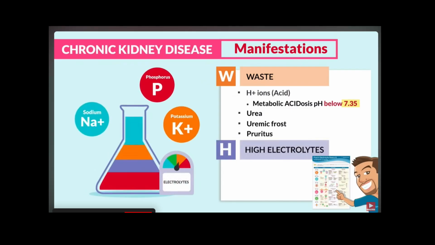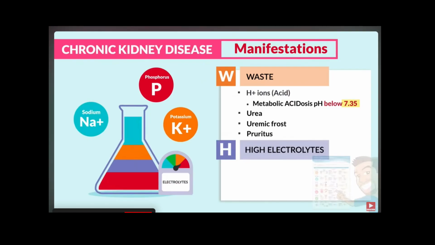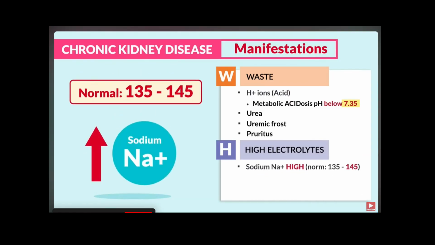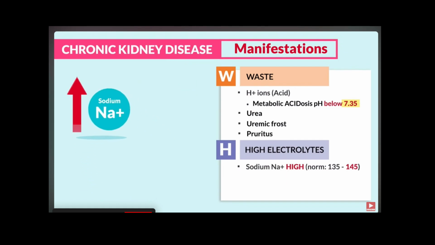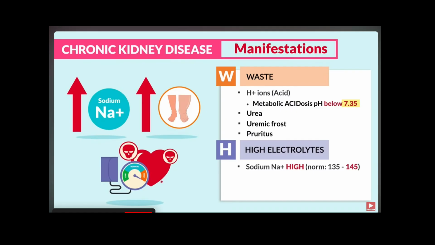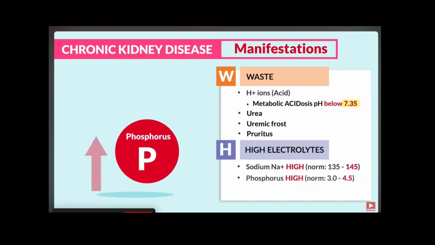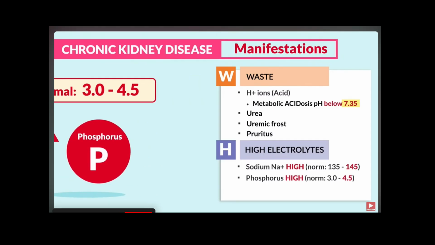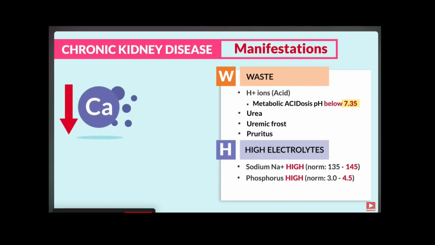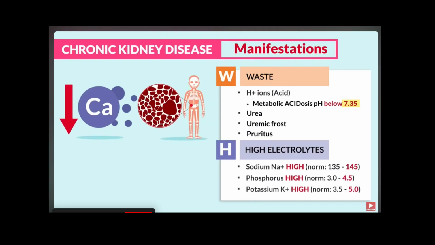Now for the electrolyte values, these are always exam favorites, so be sure to write these down. Sodium is high, over 145. Just think high sodium, we get high swelling, which can lead to hypertension crisis. Phosphorus is high, over 4.5, which leads to decreases in our calcium, leading to osteoporosis, those porous, weak bones, making a huge risk for fractures.